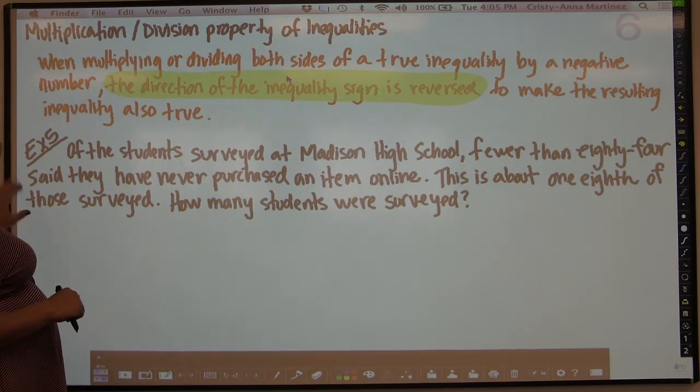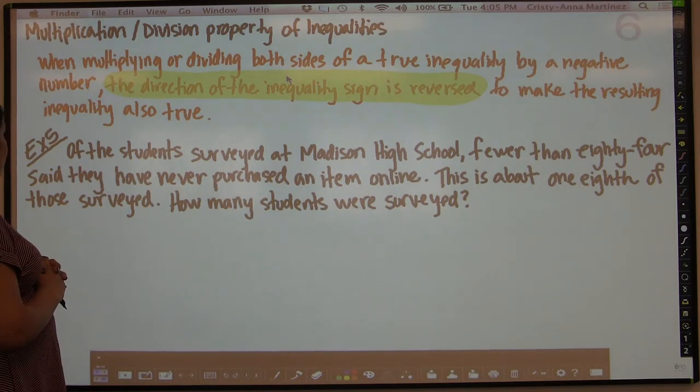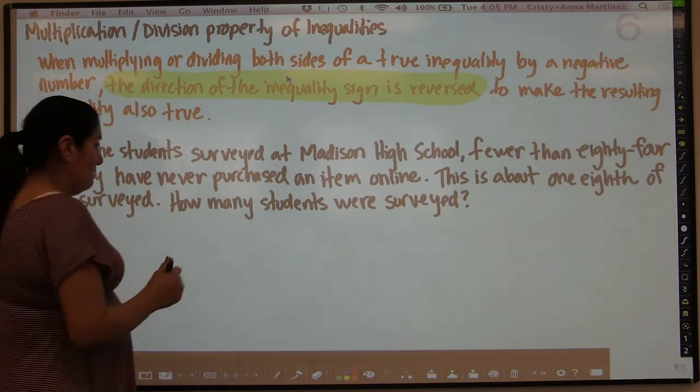But here in example 5, it says, of the students surveyed at Madison High School, fewer than 84 said they have never purchased an item online. Fewer means less than.